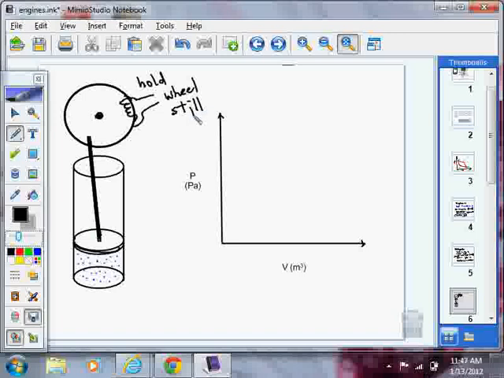And if we hold the wheel still, that means the piston can't move. And we start off with an initial pressure, volume, temperature, number of moles, and we could plot that on our graph right here. There's the initial volume. Here's the initial pressure. We come along here. This point right here represents the initial condition of the gas, point A.